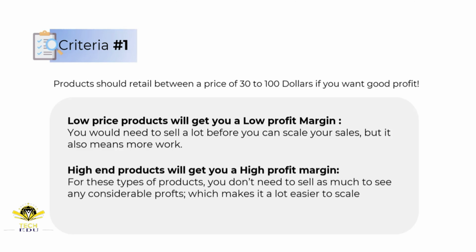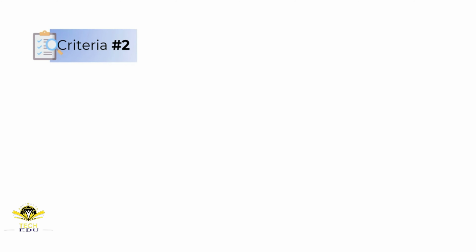So there is a solution to this. You can sell products that retail in between $30 to $100, in my opinion. And these are what I call the high-end products, because with the high-end products, you don't need to sell as many products to see any considerable profits, because this is much easier to scale. It's much easier to scale with products with a higher price than it is with products of a lower price. Hope that is understood. So let's move now to criteria number 2.